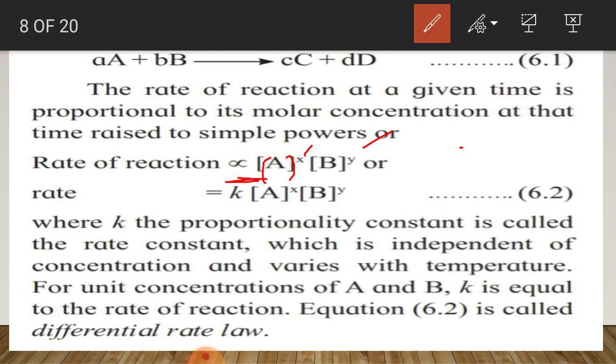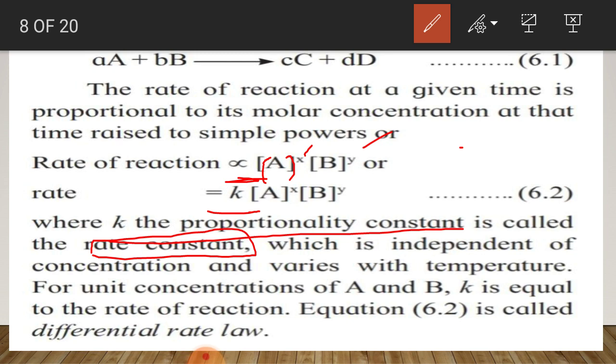So the proportionality sign is replaced by an equal sign, and we get K. Rate of the reaction is equal to K, concentration of A raised to X, concentration of B raised to Y. What is K? K is the proportionality constant, which is known as the rate constant. It is independent of concentration, it doesn't depend upon the concentration, and it varies with temperature. When the temperature changes, it also changes.